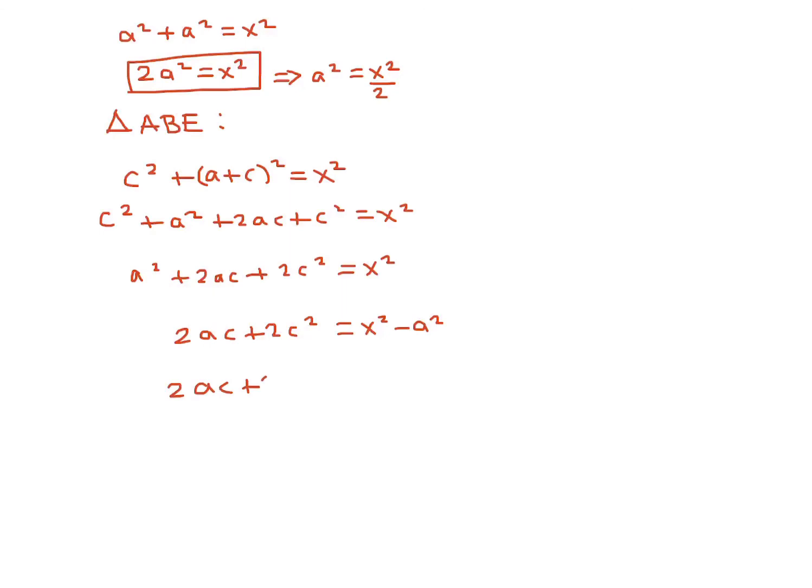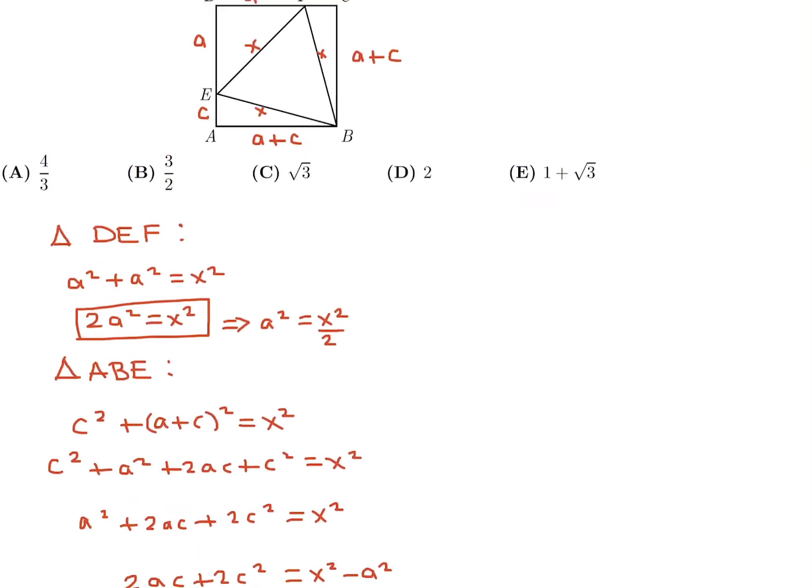So that means 2ac plus 2c squared is equal to x squared minus x squared over 2. And therefore, this just becomes x squared over 2, like that, is equal to 2ac plus 2c squared. And if you factor out the 2 there and bring it down, it'll just be ac plus c squared is equal to x squared over 4. And I think that's about as far as we can go with that.